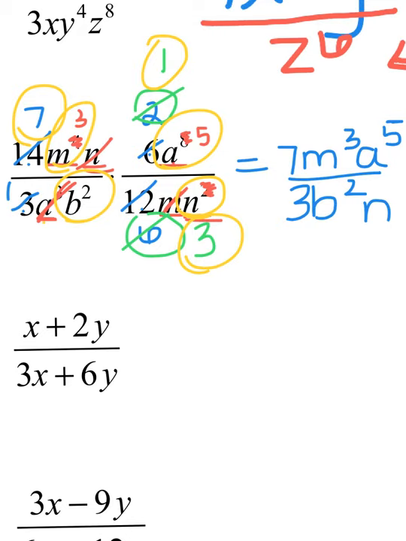Now, I wouldn't care if your letters came out in a different order here. What you do want to check and make sure is that you don't have anything left that can still reduce. So if you somehow ended up with m's on the top and m's on the bottom, you would want to go through and reduce them.